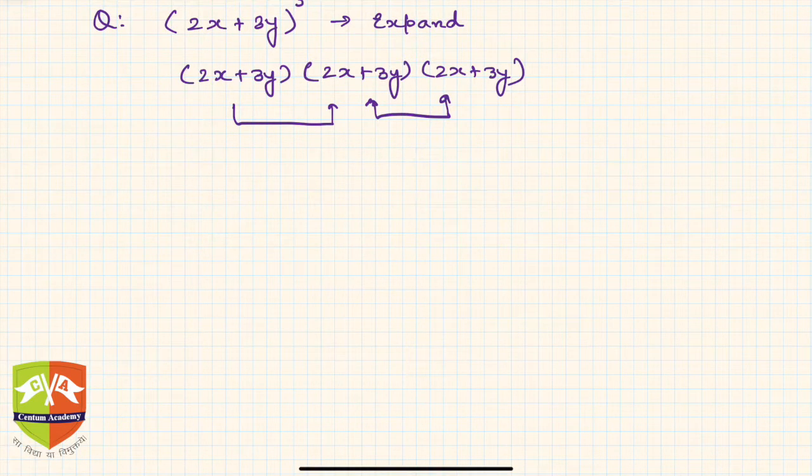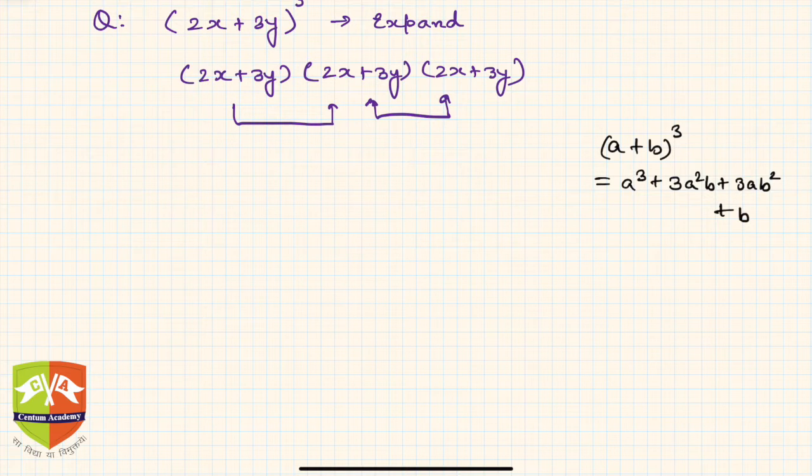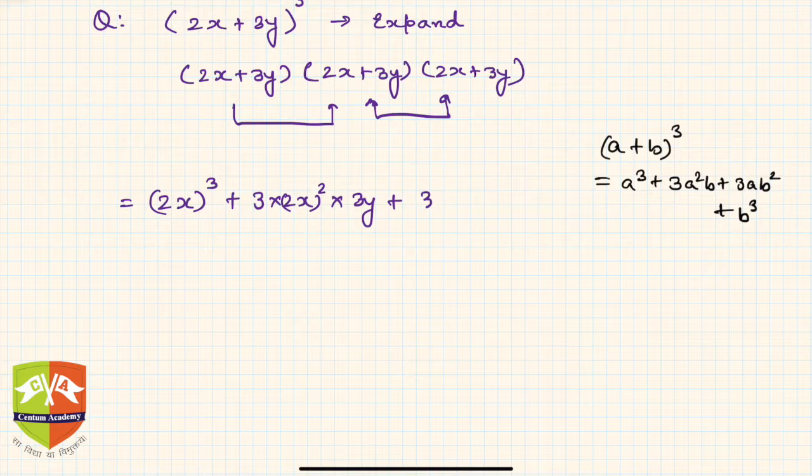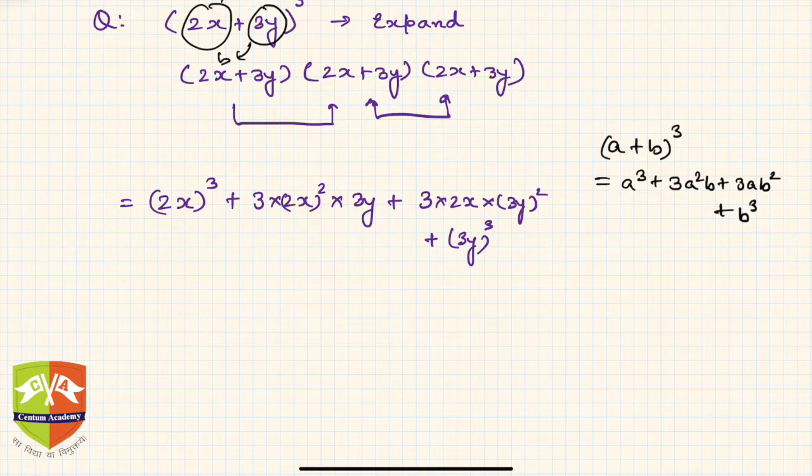But then we have the knowledge of identities. If you see, there's a cube of binomial. We have just learned that the cube of binomial is given as a cube plus 3a squared b plus 3ab squared plus b cube, isn't it? So let's use the same identity and expand it. It will be simply (2x) whole cubed plus 3 times (2x) whole squared times 3y plus 3 times 2x times (3y) whole squared plus (3y) whole cube, right? Where I have taken 2x as my a, and this has become b.